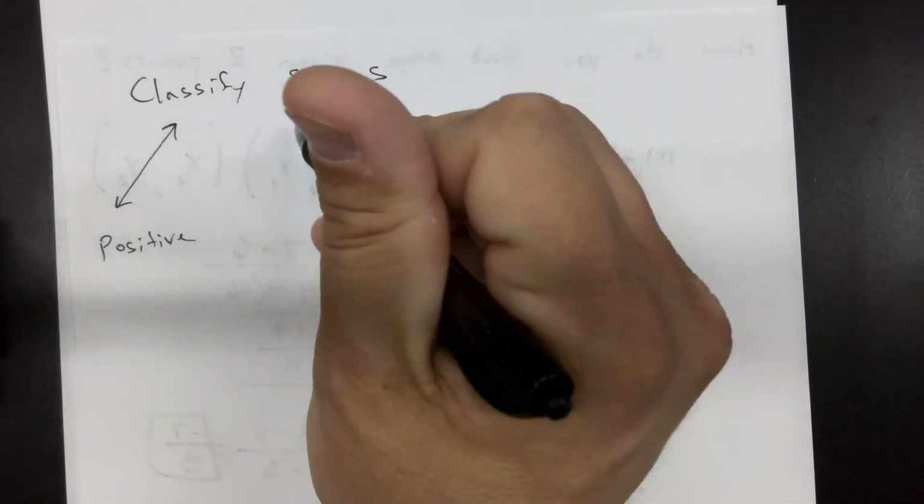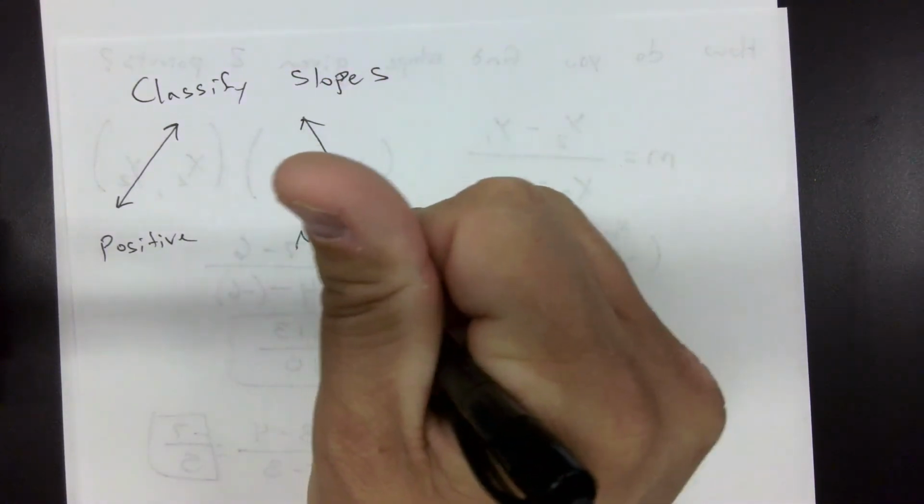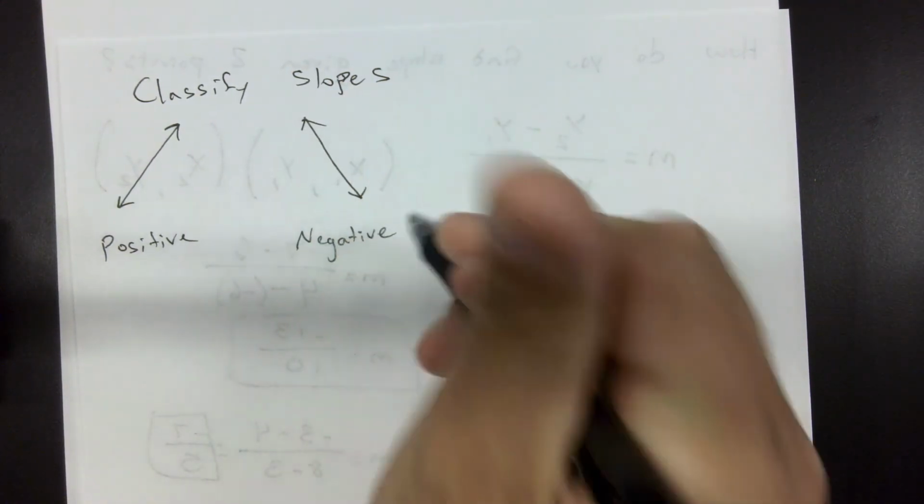Okay? If the slope's going like this, it's a negative slope here.